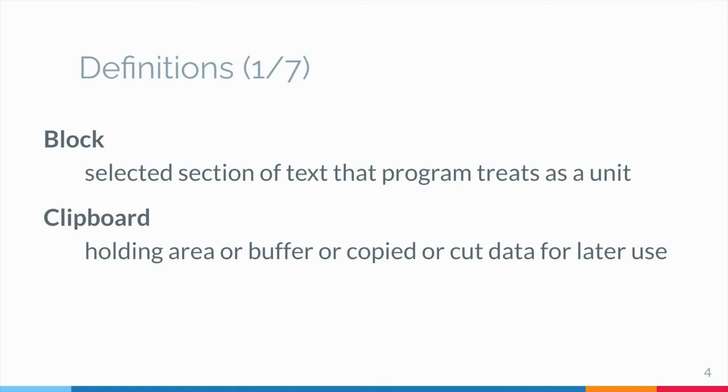Clipboard. A clipboard is a holding area or buffer for copied or cut data for later use. You can place data onto a clipboard and can then paste it into another document, another application, or another location within the original document.